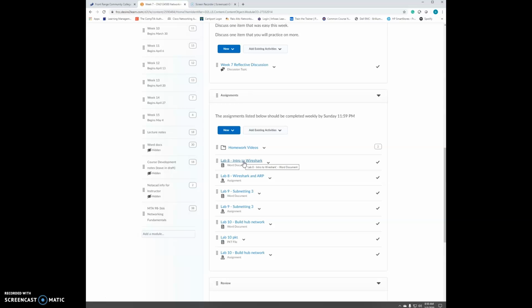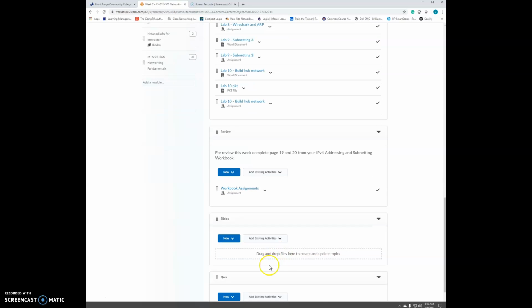Wireshark, take the Wireshark lab slow. It's one of those labs again that definitely takes time to work through.